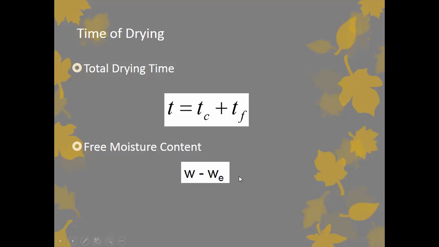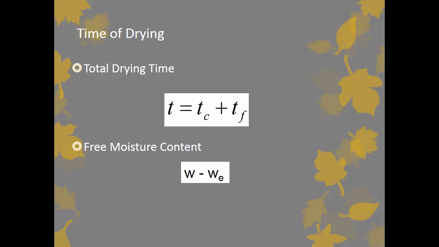But this free moisture content formula could be at any condition. It could be initial, it could be final, or it could be somewhere along the time of drying, where the problem wants you to simply determine the free moisture content of the material. What do I mean by that?